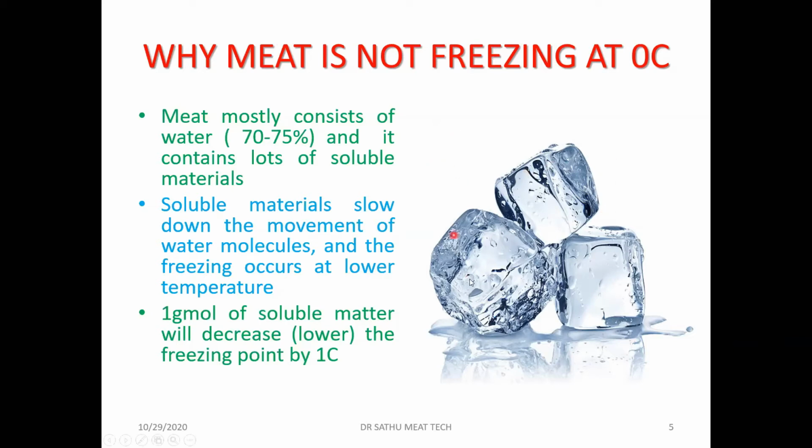So in the case of meat, the freezing point ranges from minus 1 to minus 3, or if we take a single value, we can say it is minus 1.5. We can also say that 1 gram mole of soluble matter will decrease the freezing point by 1 degree centigrade.